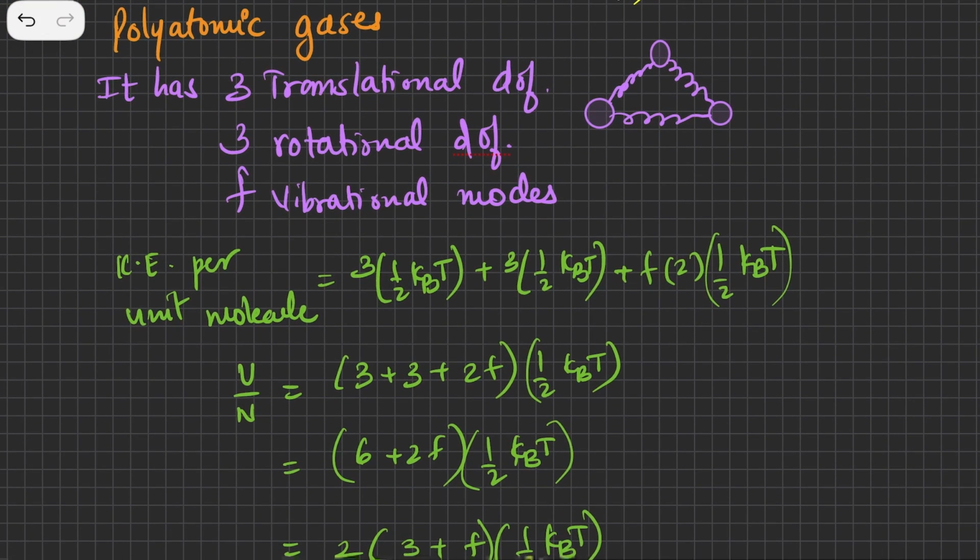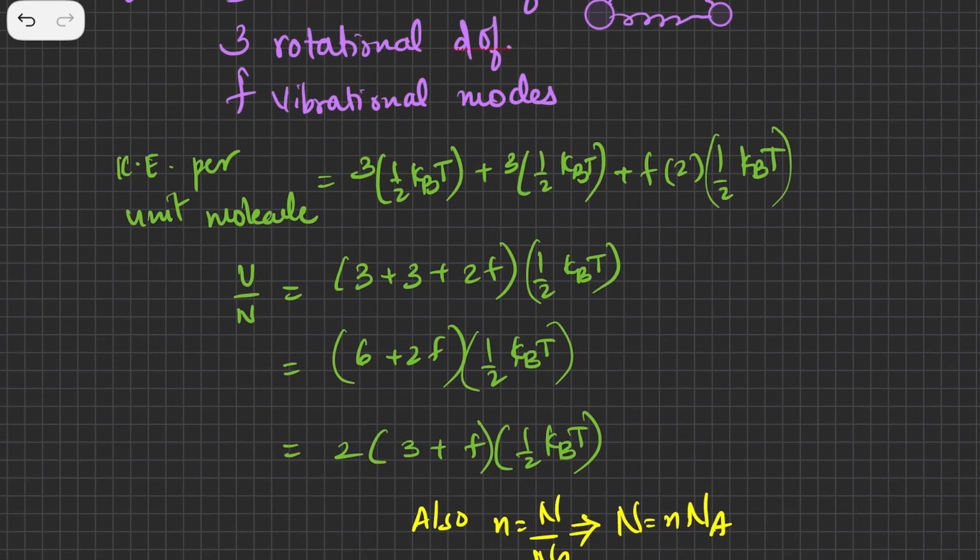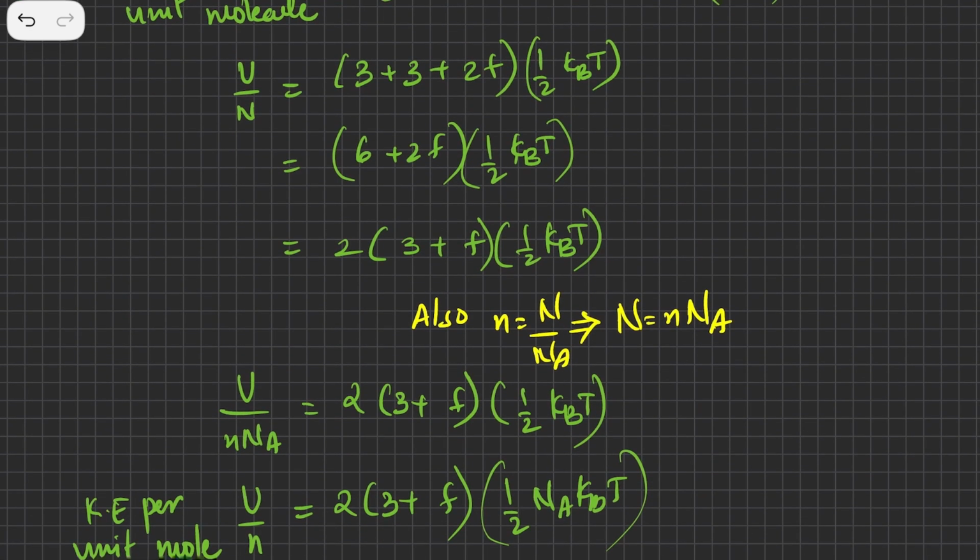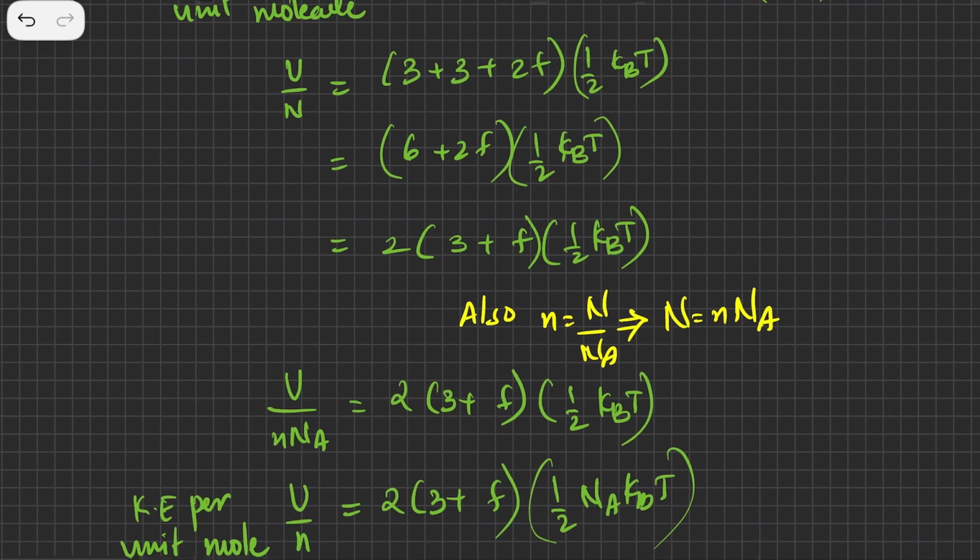So coming back to the derivation, this is kinetic energy per unit molecule, so divided by n, and I have just taken half kBT common from each term. So what remains is 3, 3 and 2f. 3 plus 3 will give me 6 plus 2f, with half kBT as it is. I have taken 2 common from this term, so I'll get 3 plus f, because 2 is common outside. This is half kBT. Again, the process remains the same. If you have been following my previous videos, then the process won't change.